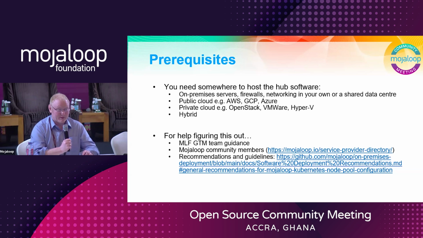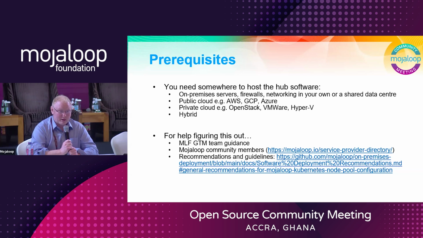So, software deployment. At some point, you're going to want to deploy the Mojaloop software. Before you start that, there's a couple of things you need to think about. You need to figure out where you're going to host the software, where it's going to run. There are several options open to you. You might choose some on-premises servers, firewalls, and networking in your own, or even a shared data center. You might choose public cloud, or private cloud, or some combination of any of the above, which is known as a hybrid deployment. We support deployment of Mojaloop, the entire software stack, across any of those.